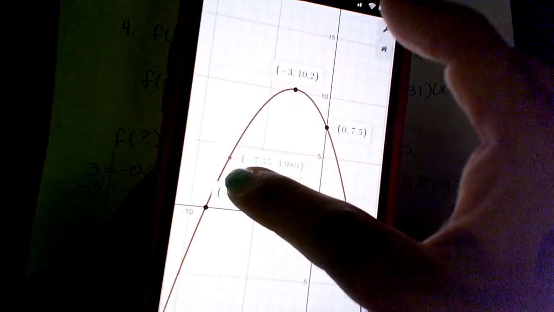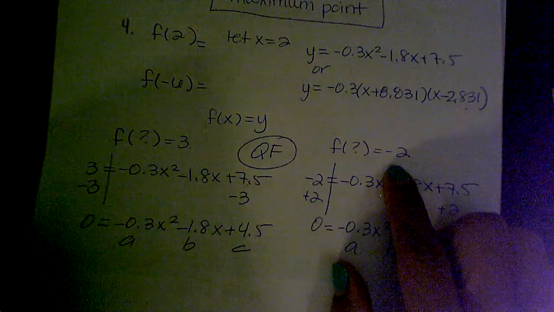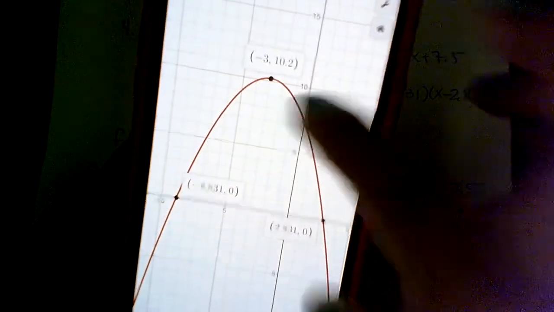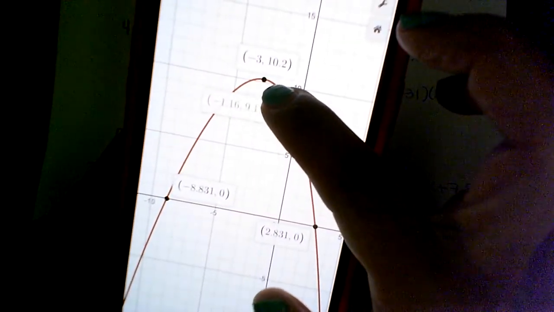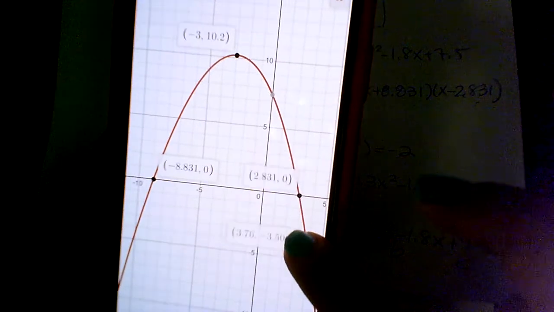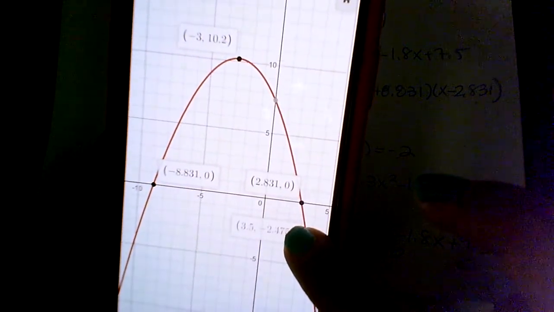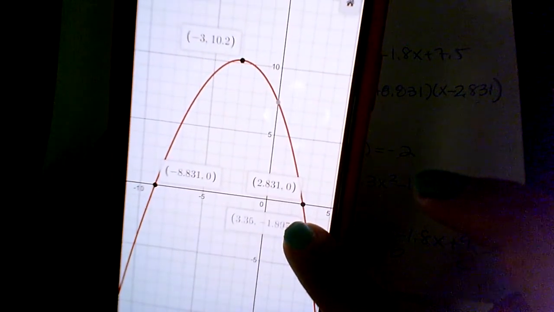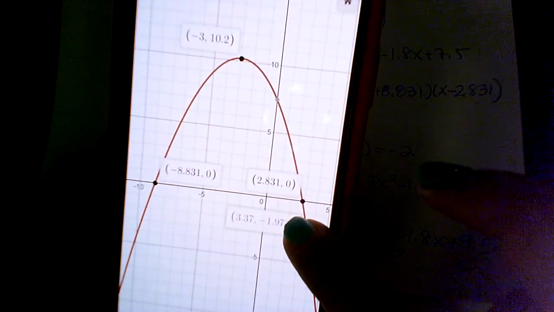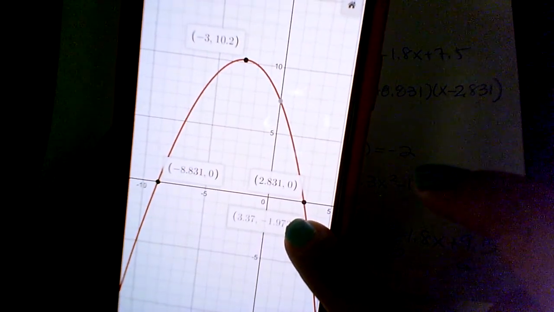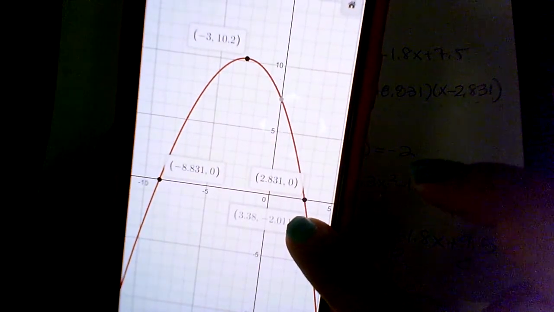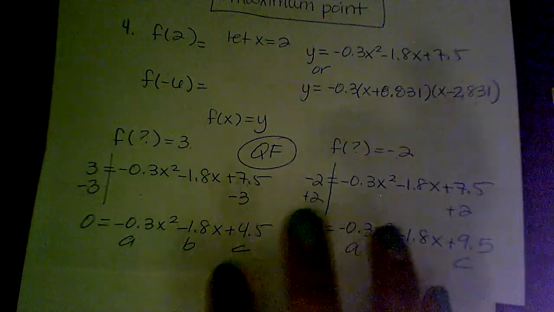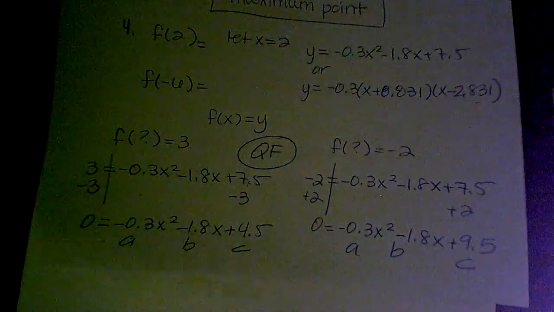So Desmos is even going to tell you when is negative 2. If you find the y value of negative 2, it's still over here. Negative 2. It's like 3.38. Okay, so you need to plug that in.